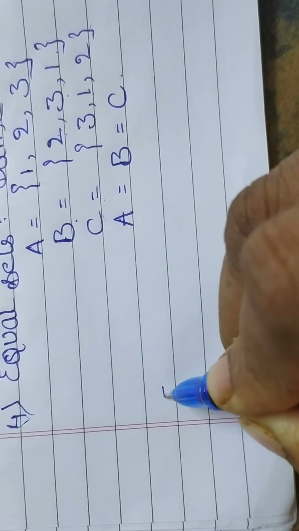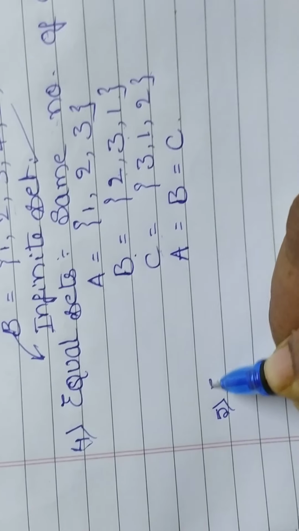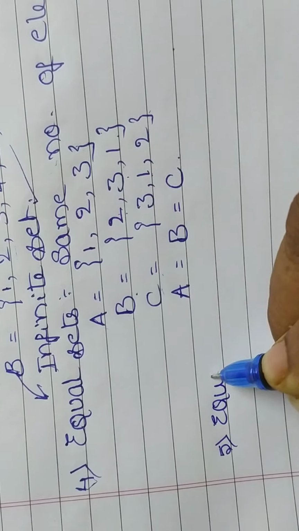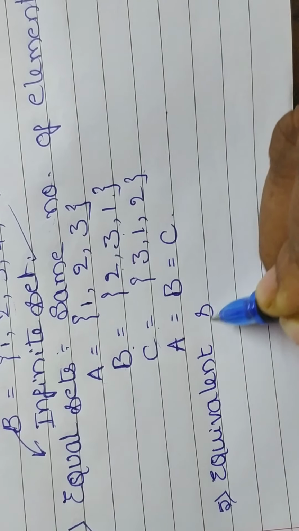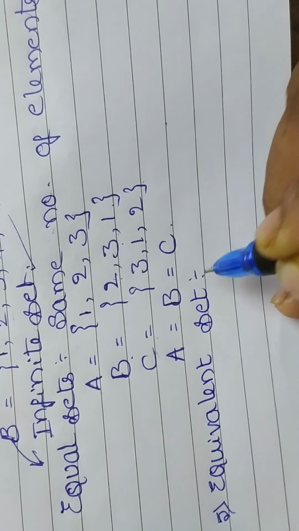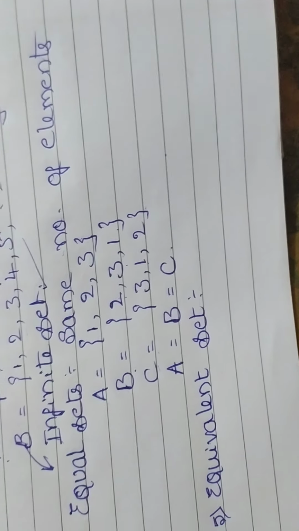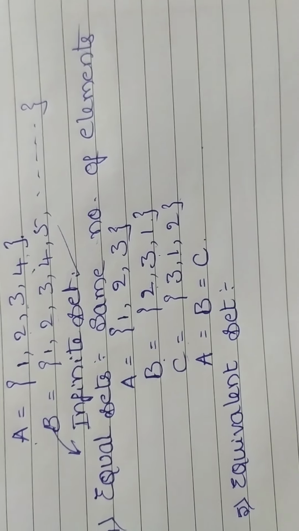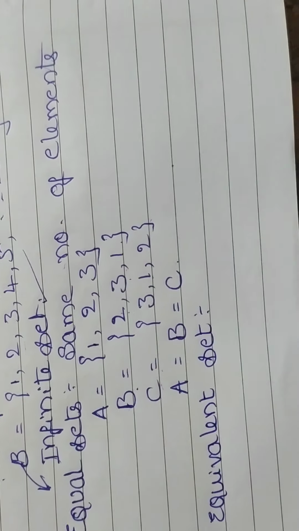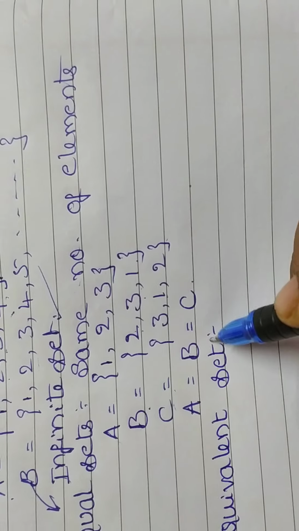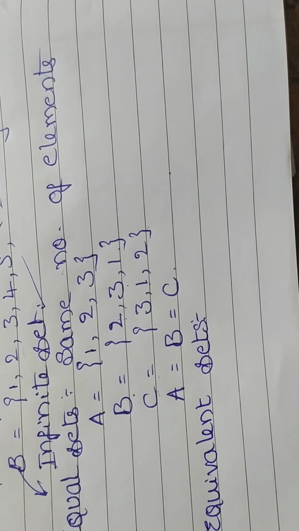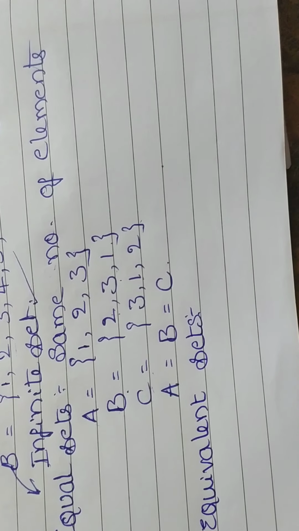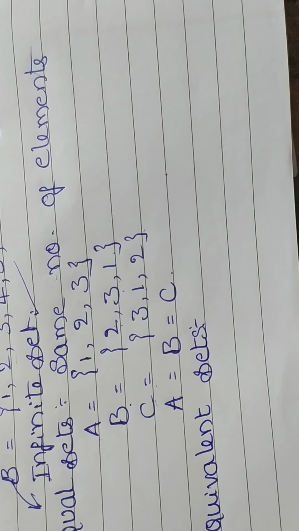Let us continue. The fifth one is equivalent sets. So equal sets, we had seen that if they contain the same elements, then the given sets are equal. Equivalent sets means if the number of elements of both the sets are the same, then we can say that they are equivalent. The elements need not be the same, but the number of elements.